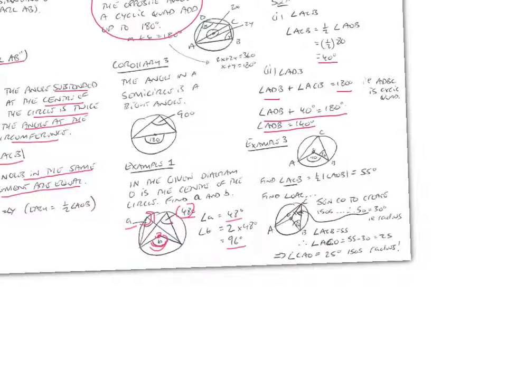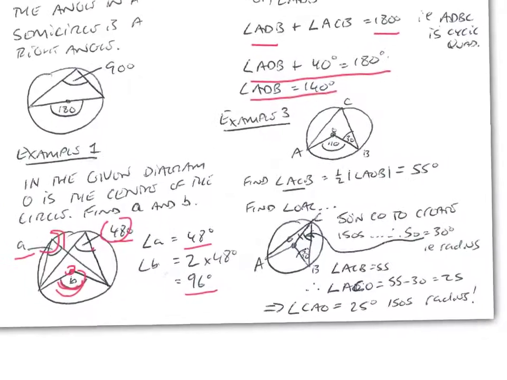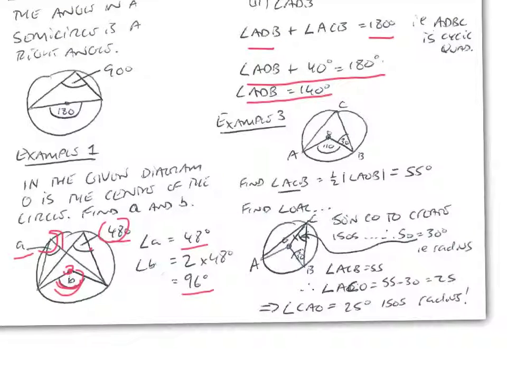And here's a third example. Let's make it bigger. Find the angle ACB. Well, that's straightforward enough. That's half of that, it's 55 degrees. Find the angle OAC. Find this angle here.